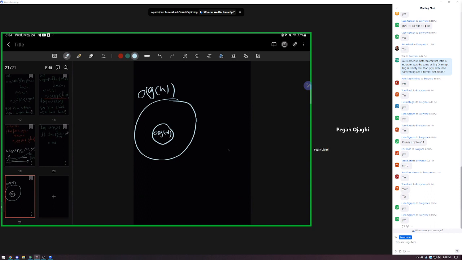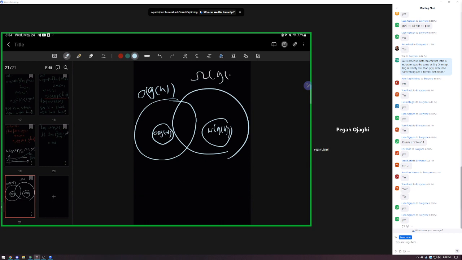And then I talk about intersection. Let's talk about a small omega of g of n. A small omega doesn't have that equal either, so it's going to be inside of the big omega. And as I explained earlier, if you have the intersection between big omega and big O, this is going to be theta of g of n, because it's going to be between. So this is the definition.